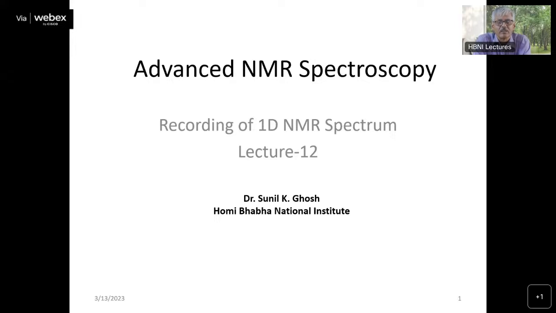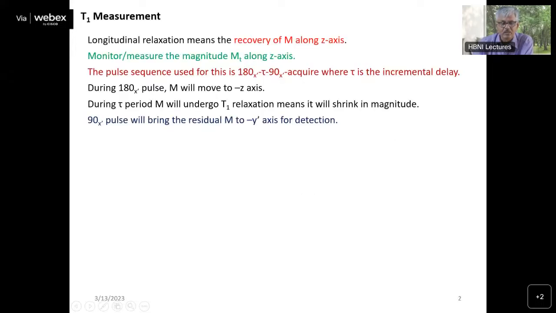So today I'll continue with what I was telling in the last lecture. This is about recording of 1D NMR spectrum: what are the different parameters we set, and how we set those parameters. In the last class, I talked about the T1 measurement.